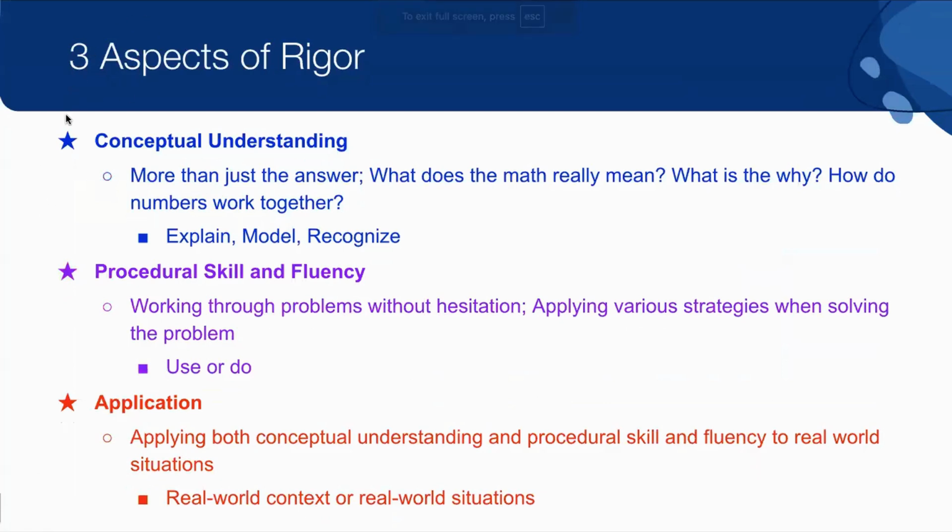Three aspects of rigor: conceptual understanding, more than just the answer. What does the math really mean? What is the why? How do numbers work together? Explain, model, and recognize. Procedural skill and fluency, working through the problems without hesitation, applying various strategies when solving the problem, use or do. And finally, application, applying both conceptual understanding and procedural skill and fluency to real-world situations, real-world contexts.